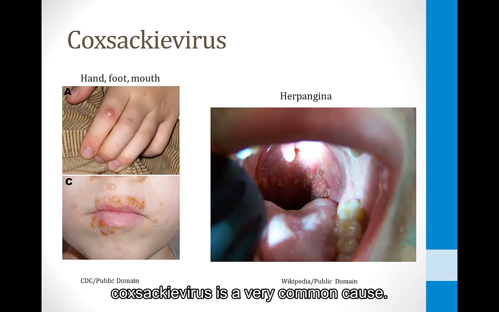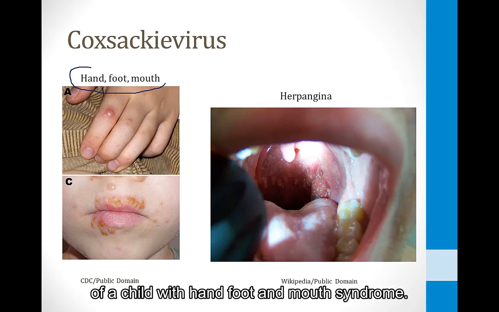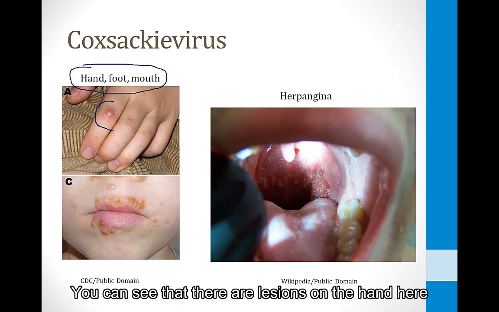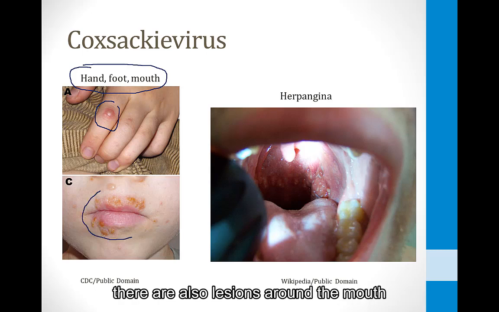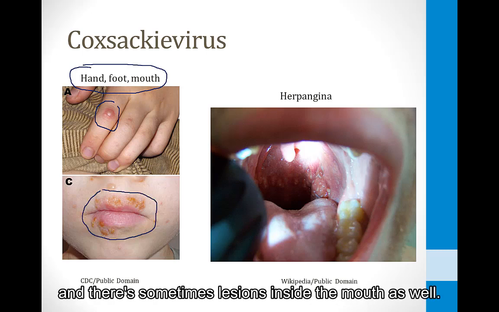So on the left side of the screen here is a picture of a child with hand, foot, and mouth syndrome. You can see that there are lesions on the hand here. There are also lesions around the mouth. There are sometimes lesions inside the mouth as well.